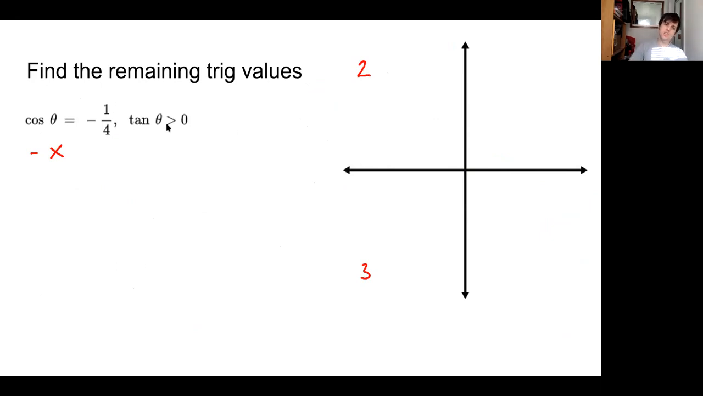And then my tangent is positive, so that means that y over x is positive. If I know that x is negative, the only way this whole fraction is going to be positive is if y is negative, because a negative divided by a negative is positive. So the only place where I have both x and y negative is quadrant 3. So our problem is going to be in quadrant 3 here.